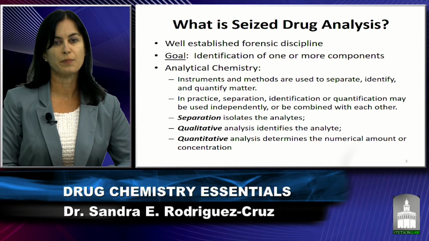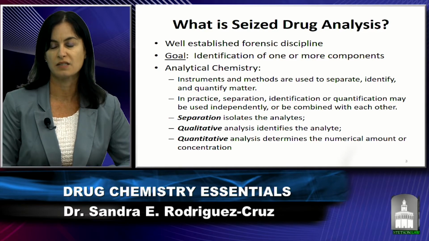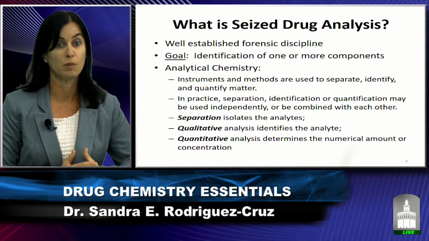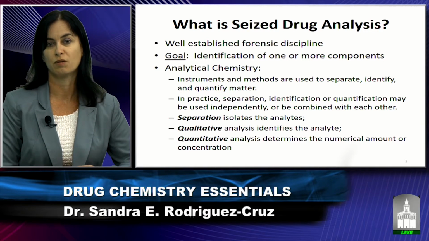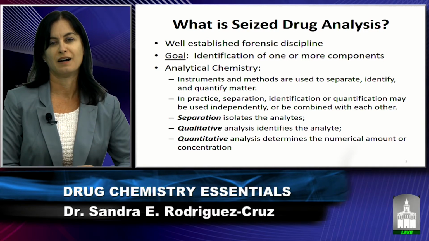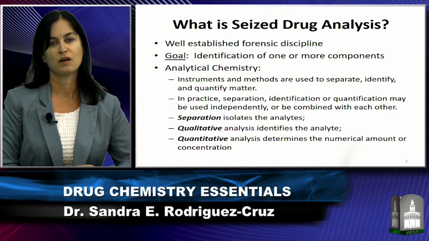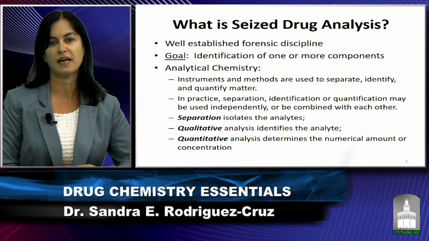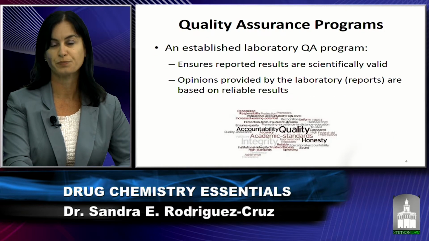We call it a separation analysis because we're trying to isolate the analytes in a similar way as you would try to isolate the components of your morning coffee into caffeine, milk, and sugar, water, and many others. Qualitative analysis is also part of analytical chemistry, as well as quantitative analysis. Qualitative analysis identifies the analyte, where the quantitative part tells us how much of that analyte is present.